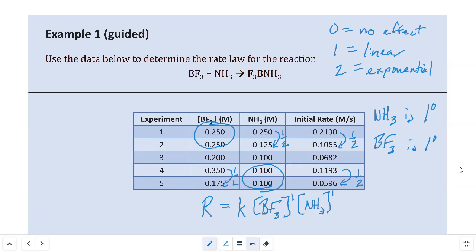All right, any questions with this first example? So this is the isolation method. If you've got lots of reaction runs, if your experimental design has been sound, meaning you actually put some thought into it, isolation is usually the easiest way to go. Any questions?